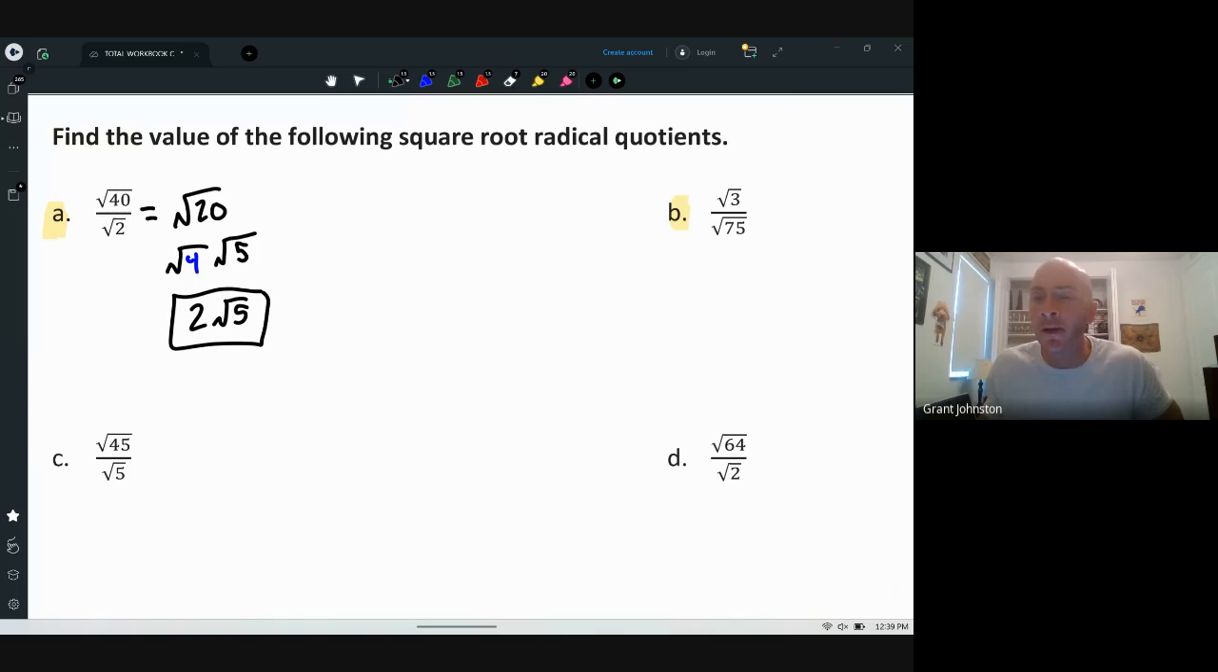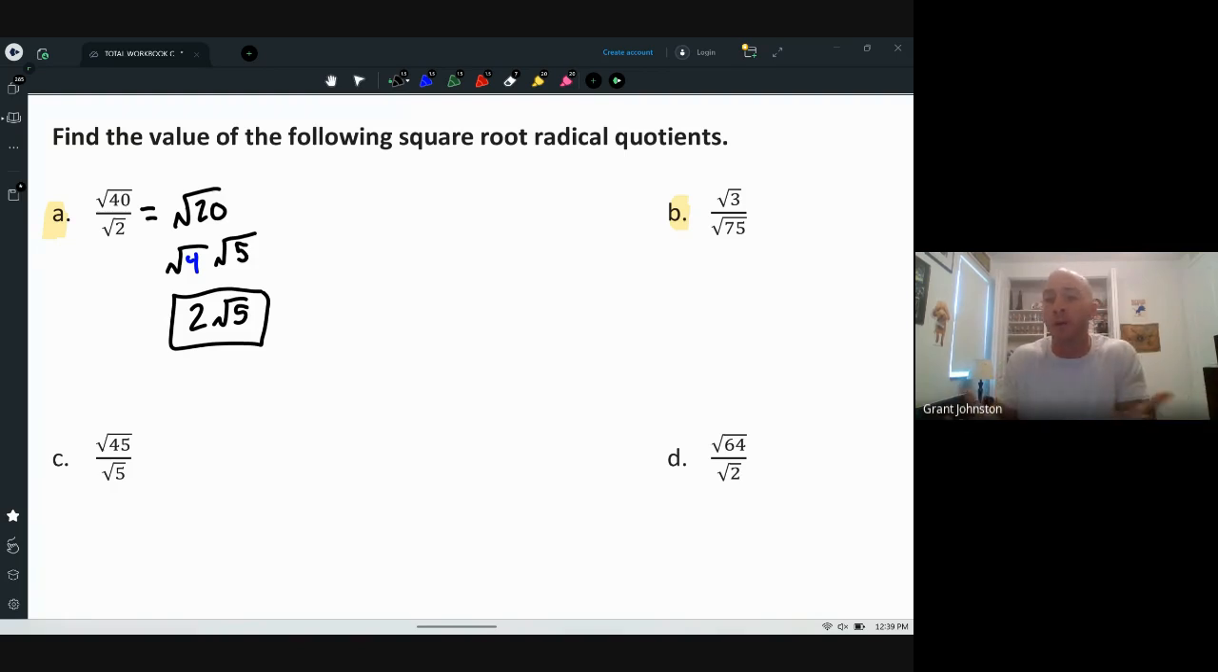B is kind of unique because the numerator is smaller than the denominator. So we're going to have to use some simplifying. Like if you did 3 divided by 75, that's going to be a decimal. 3 divided by 75, I got 0.04. And we're not really going to work it that way. That's not the right approach that we should do with B.